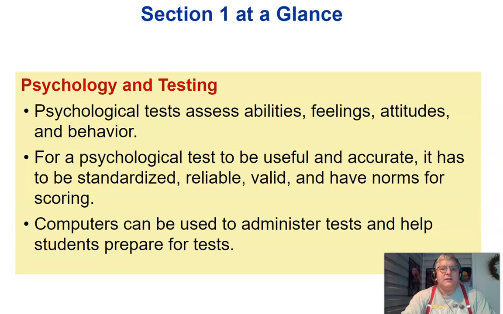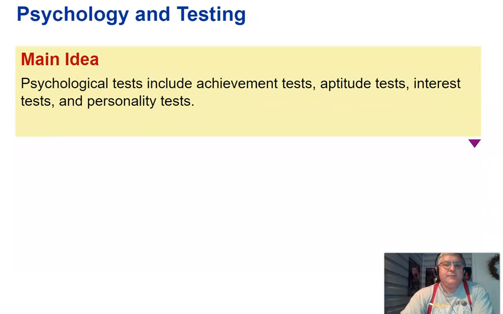Section 1, Psychological Tests assess abilities, feelings, attitudes, and behavior. For a psychological test to be useful and accurate, it has to be standardized, reliable, valid, and have norms for scoring. Computers can be used to administer tests and help students prepare for tests.